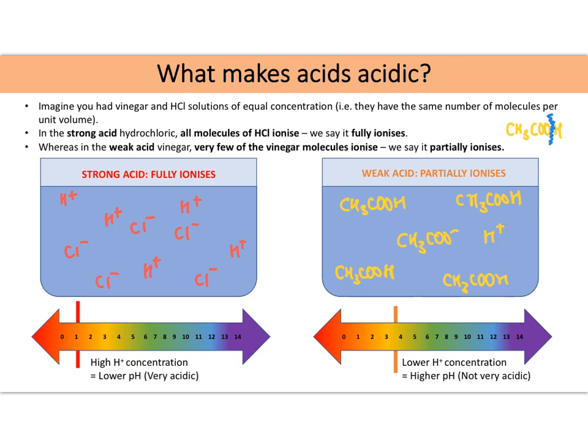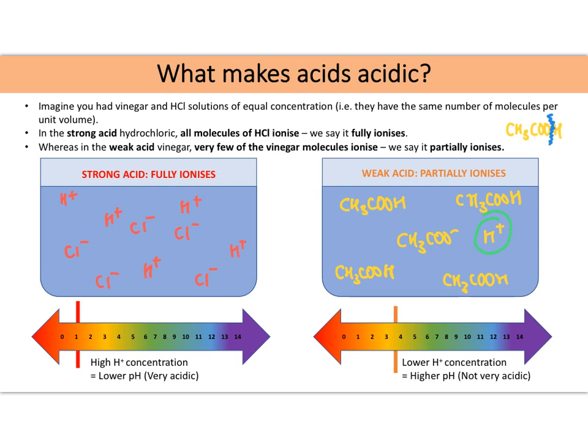So you can see that most of the ethanoic acid molecules are still as they were. They're still CH3COOH, but we do have a small number of them ionizing, or in my example only one, but of course we're talking about an enormous number of molecules, but we do have some H plus present that wouldn't have been there before, and that's why we have something now that is weakly acidic.